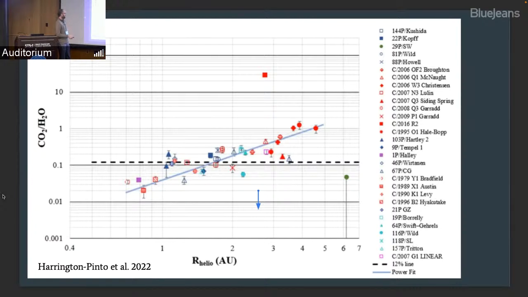However, what's important here is this blue arrow that I've indicated. That's our upper limit for main belt comet 238P Read, and it is a strong outlier from that trend. So this is a unique part of this plot. It's the lowest CO2 to water ratio that has been measured in that context.